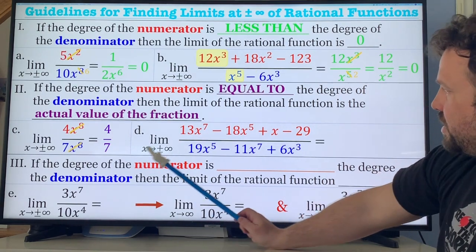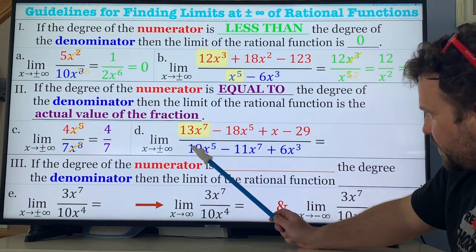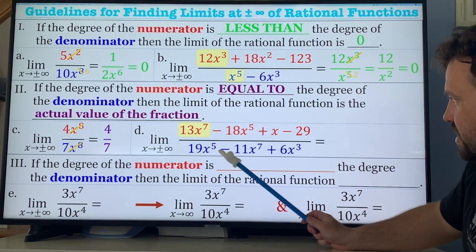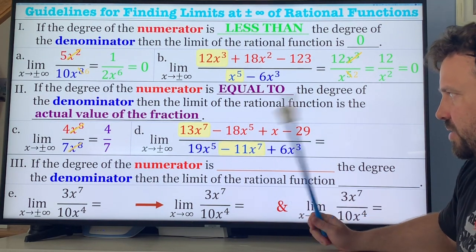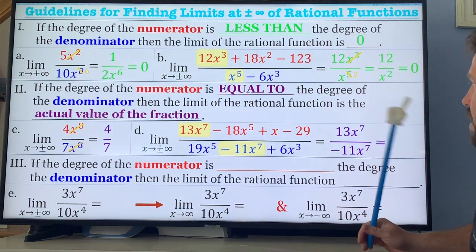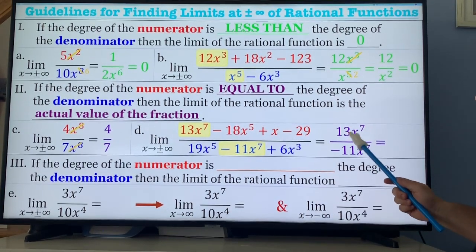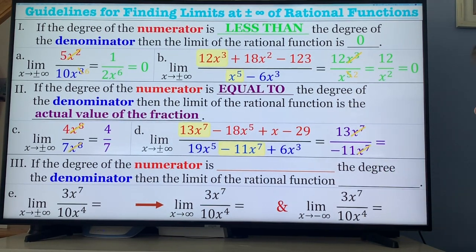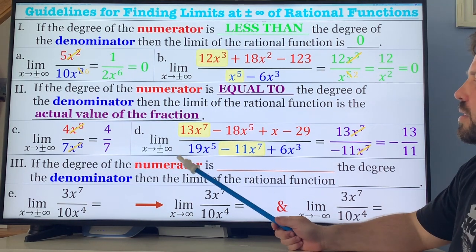That was pretty easy. Look over here, the highest degree term here is x to the 7th. The highest degree term here, you have to keep the sign as well, is negative 11x to the 7th. So you just pull these out. All this other stuff doesn't matter, only when you're dealing with actual numbers would it matter, not with infinity. So 13x to the 7th over 11x to the 7th, the x to the 7th cancel out, leaving you with negative 13 over 11. And that's your answer. See? Not too tough.